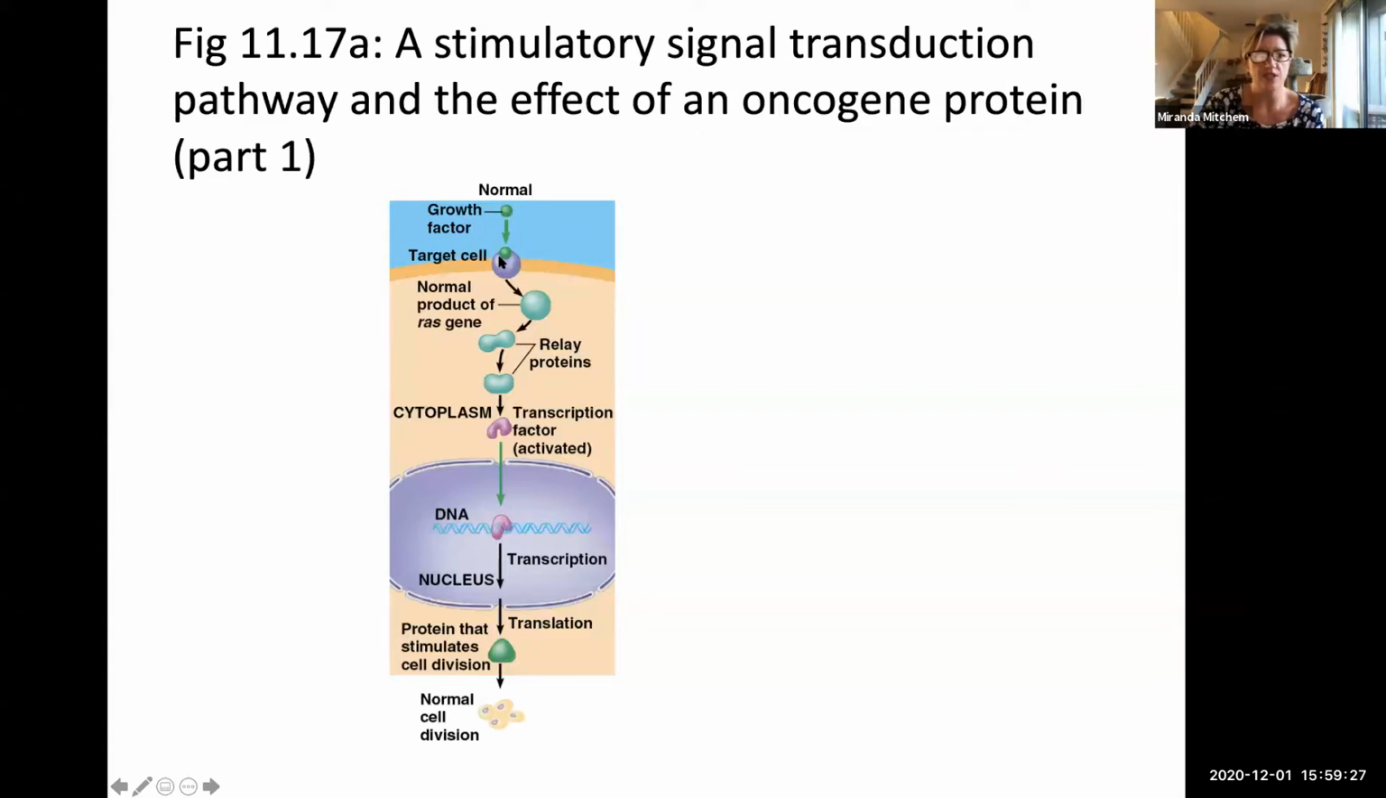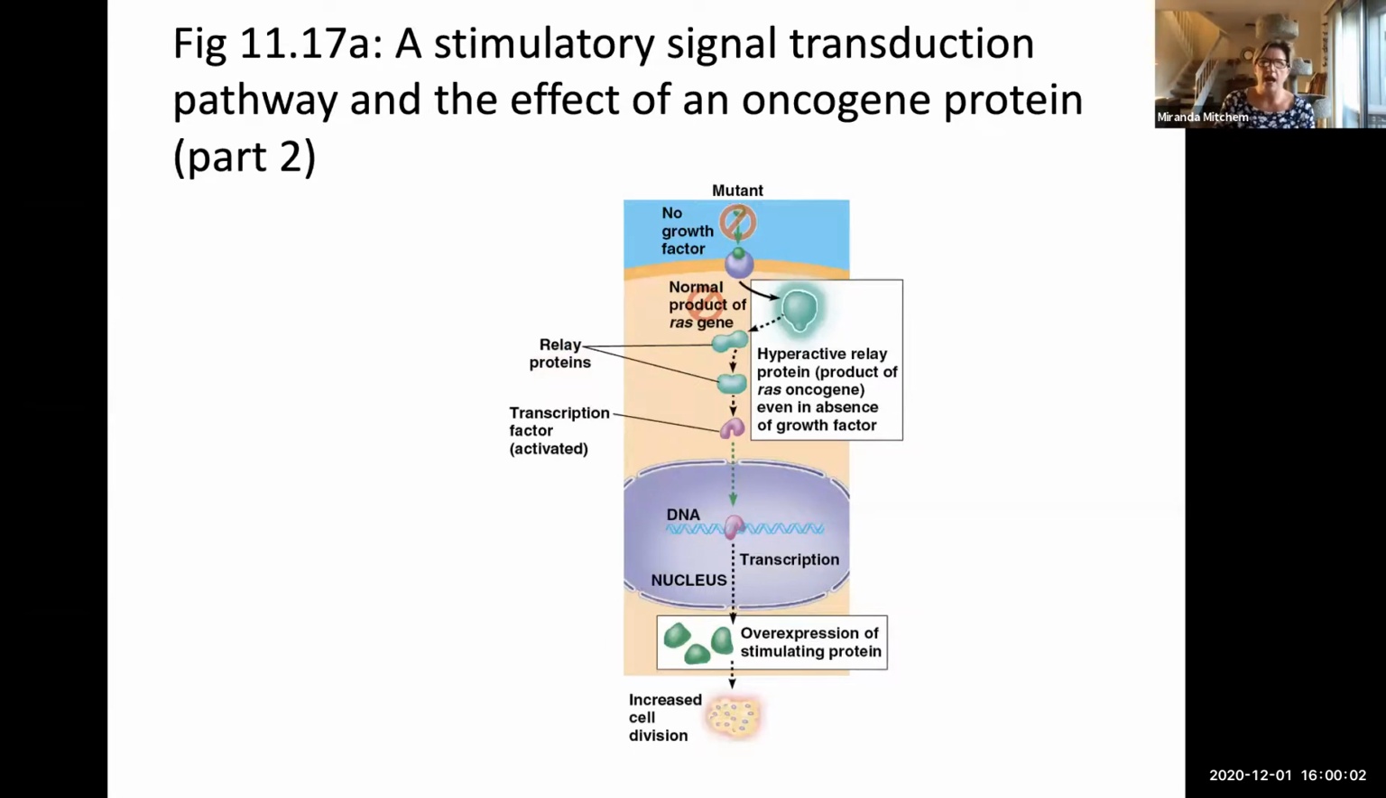It binds its receptor on the target cell and sends the relay message through the relay proteins that are in the cytoplasm. It activates a transcription factor, which then moves into the nucleus, binds the DNA in a specific way, and that leads to the production of this protein that keeps everything happening properly. So we're turning off cell growth at the appropriate time. So this is the normal situation.